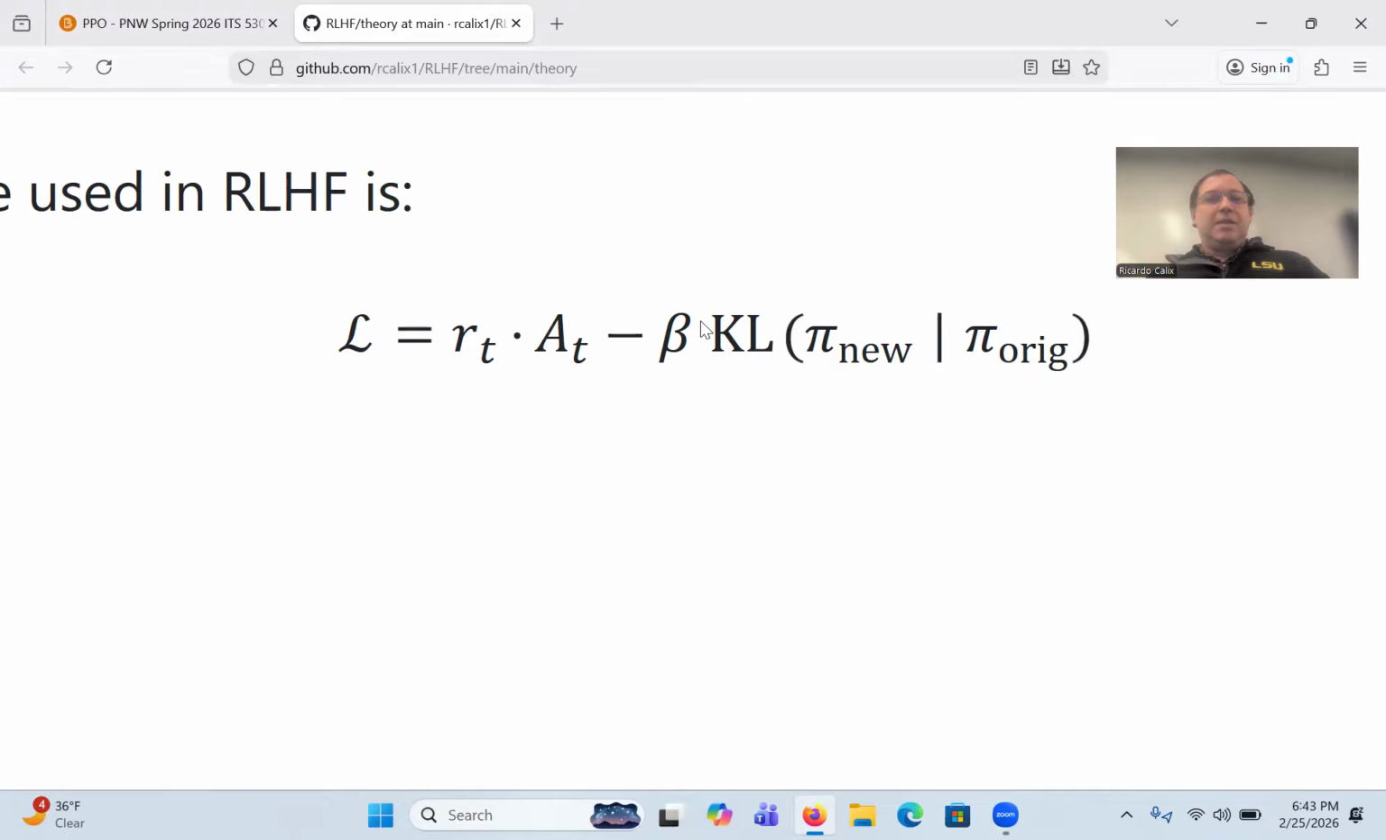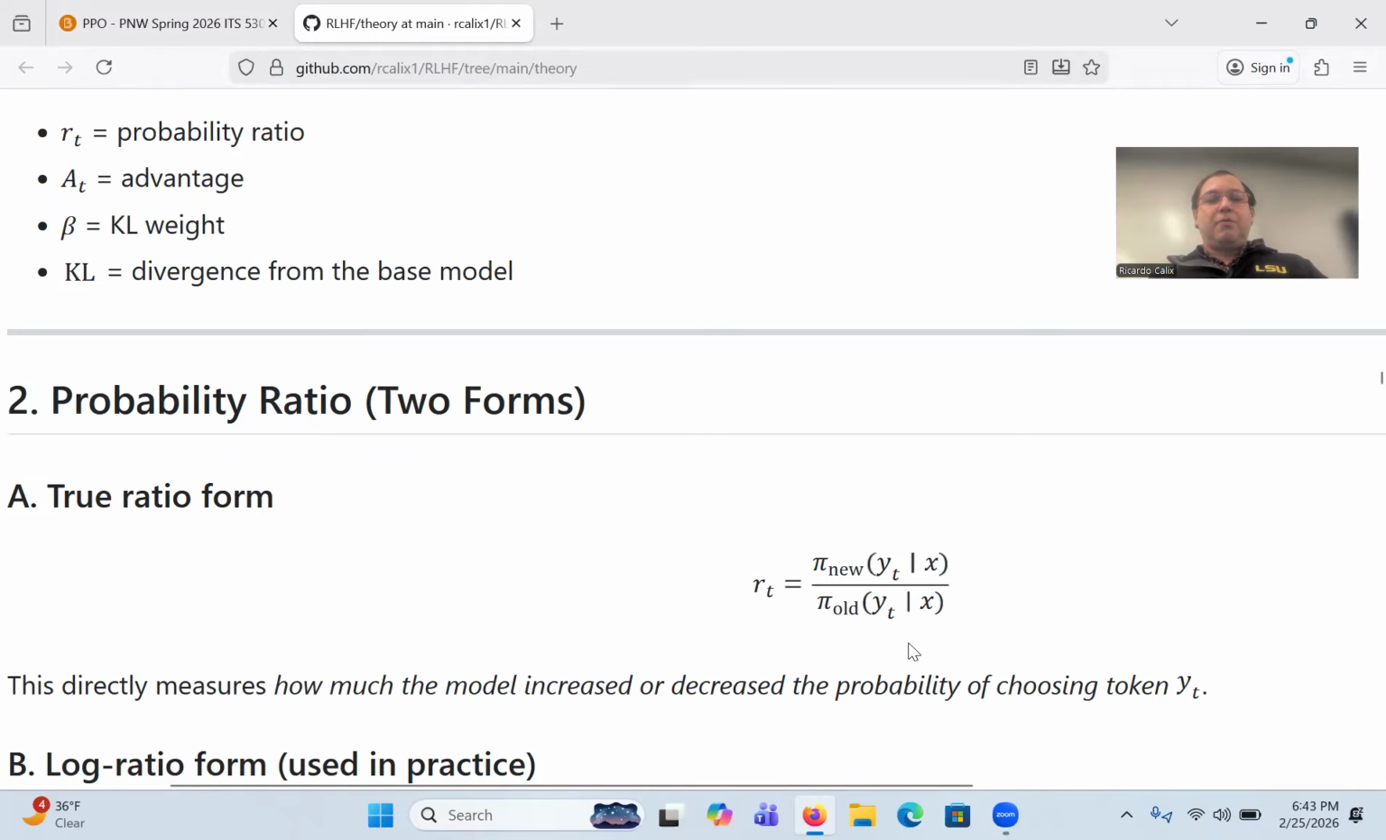And then this is just a parameter like a weight, a cost. This is the KL divergence, which is the difference between the probabilities of the policy new and the policy original, which is different from policy new and policy old, which we had talked about last week. Do you guys remember? All right, so we'll talk about these two things.